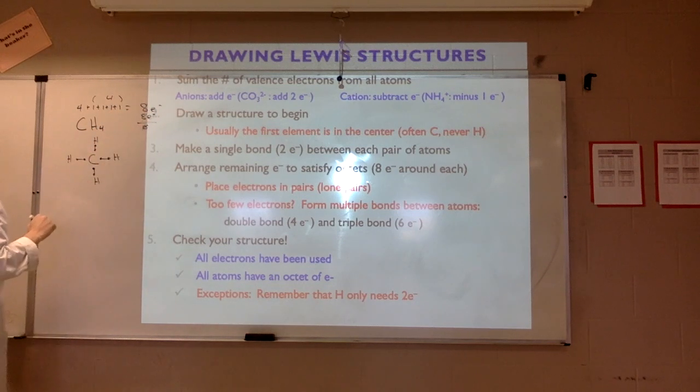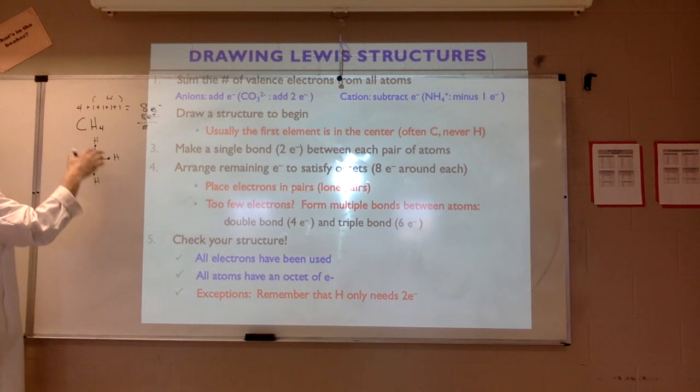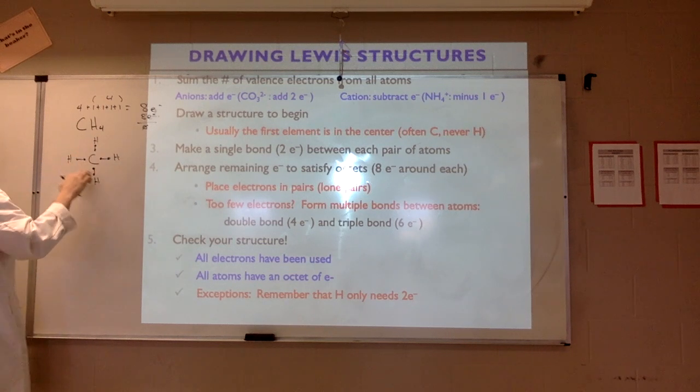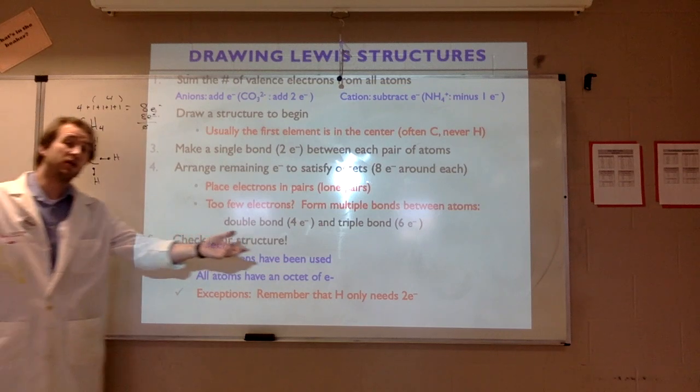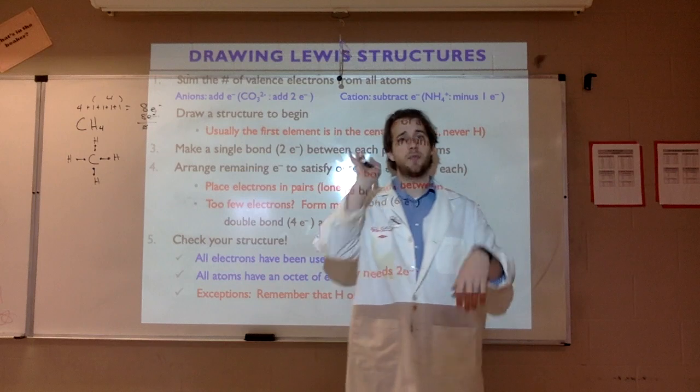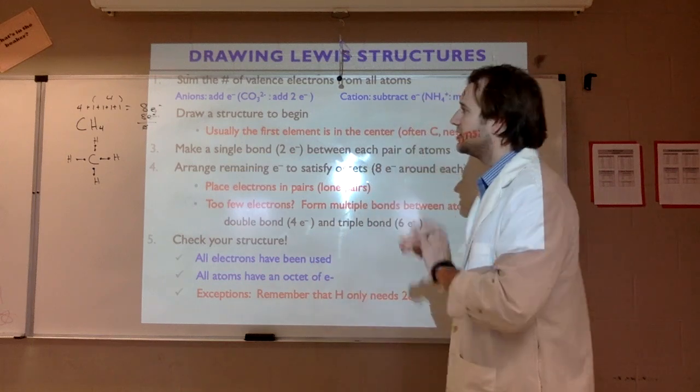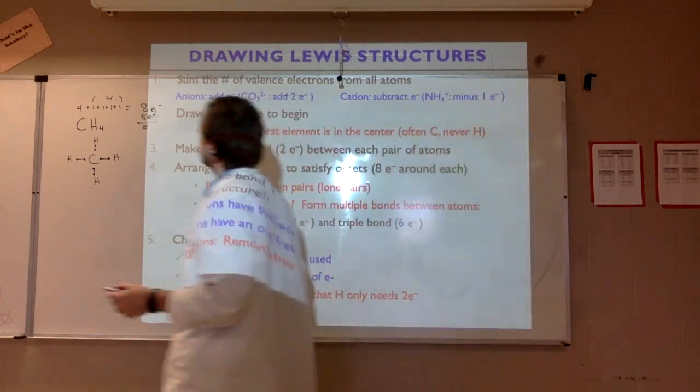We've got 0 left, and it looks like everybody's happy. Our hydrogens are each sharing 2, our carbon's sharing 8. Here is our structure for methane. And then from the structure, we could, if we wanted, go ahead and describe the shape. We're not quite there yet, but this is how we go about drawing our Lewis structures.